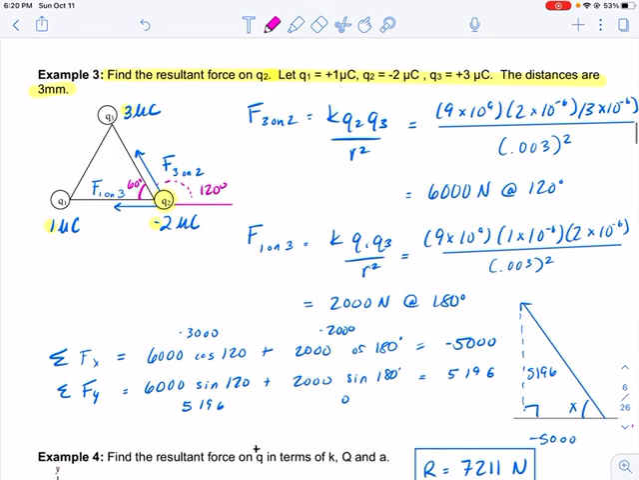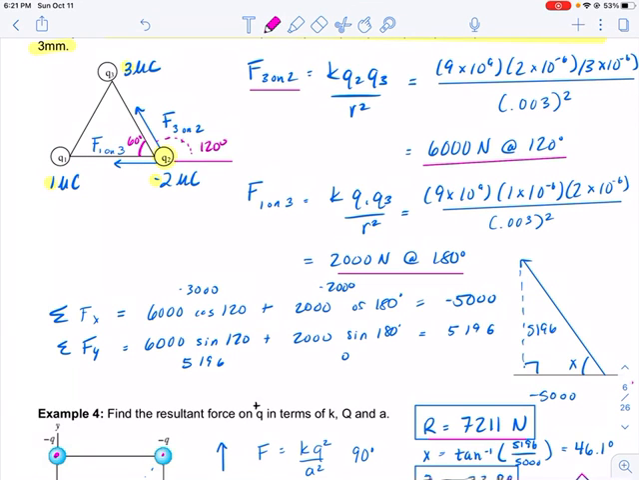So I'm going to use Coulomb's law to compute the forces. To find the size of the vector F3 on 2, I use K, Q2, Q3 over R squared, and I get 6,000 newtons at 120 degrees. And I'm going to do the same thing for F1 on 3. I like that magnifying feature. F1 on 3, when I compute that, I get 2,000 newtons at 180 degrees. And then I go through the same process. I'm taking the length of each vector times the cosine of the angle, the length of the second vector times the cosine of the second angle, and I get -5,000.